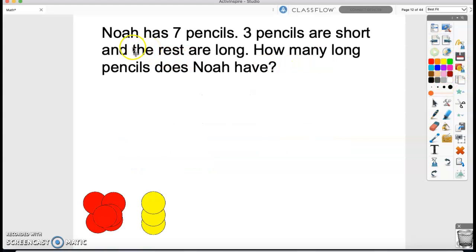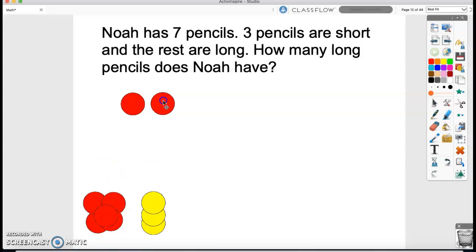Let's read our problem. It says, Noah has 7 pencils. 3 pencils are short, and the rest are long. How many long pencils does Noah have? So I know that he has 7 pencils. So I'm going to model that with my counters today.